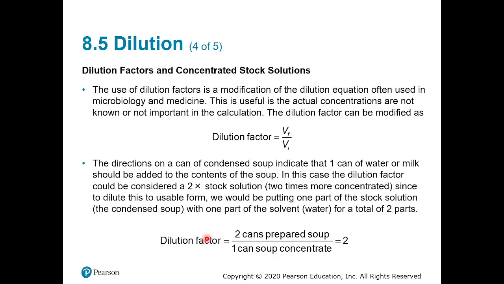So let's go ahead and talk about a dilution factor here. Let's say you want to make some soup. The soup concentrate comes in a can, and you open the can up, and the directions say add 1 can of the concentrate, add 1 can of water. That's a dilution factor, isn't it? So you have 1 can of the soup concentrate. That's your volume initial. Then you add another can of water. That's 2 cans for the prepared soup volume. And so your dilution factor is a 2-to-1 factor.